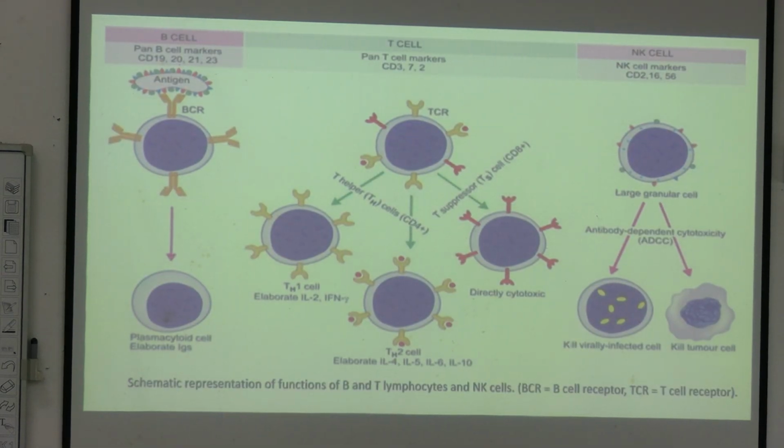B cell markers 19, 20, 21, 23. How does the B cell give us immunity? By producing plasmacytoid cells. From plasmacytoid cells, plasma cells are produced. And T cells, Th1 cells, Th2 cells, are directly cytotoxic, and NK cells, large granular cells, kill virus-infected cells. And ultimately, the cell death occurs by interleukin or interferon.